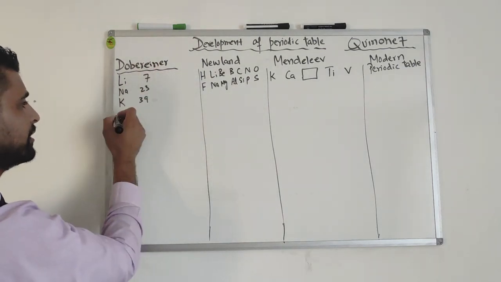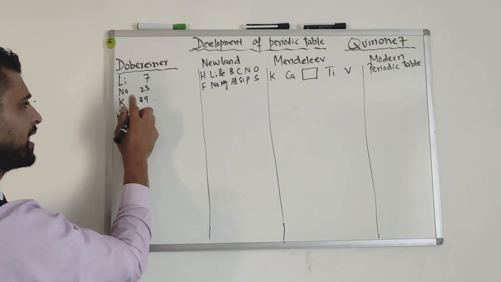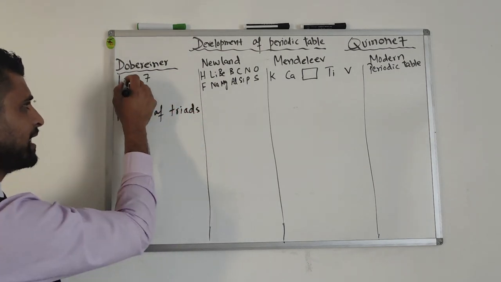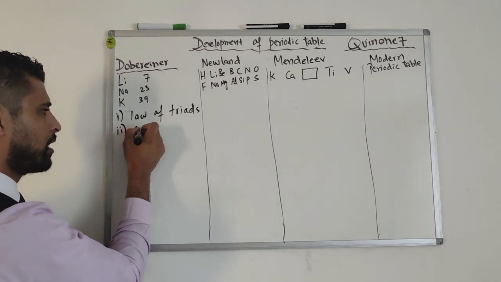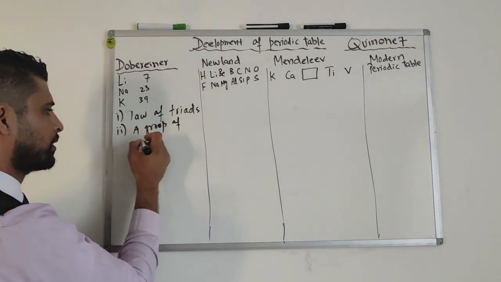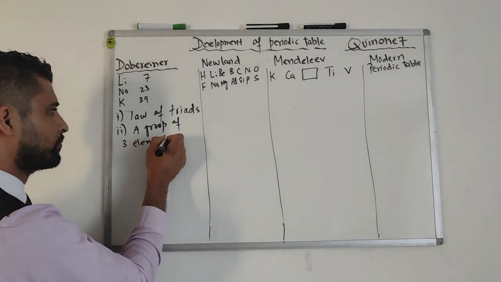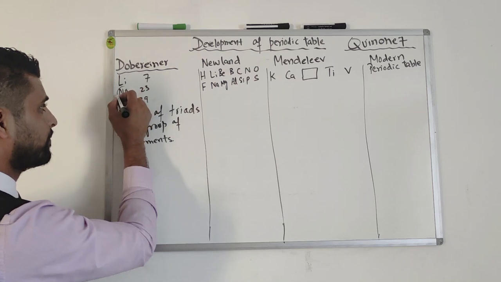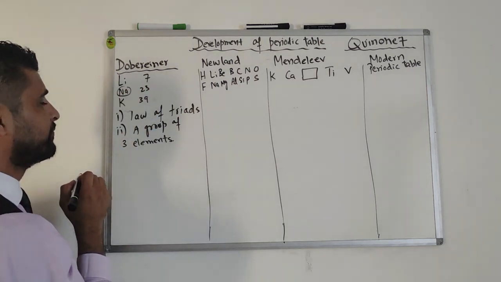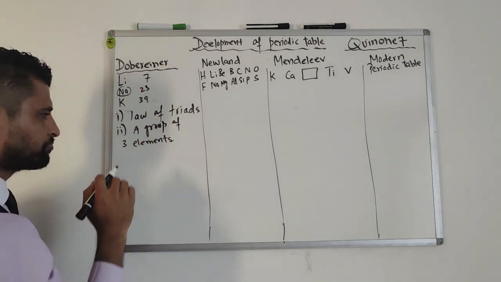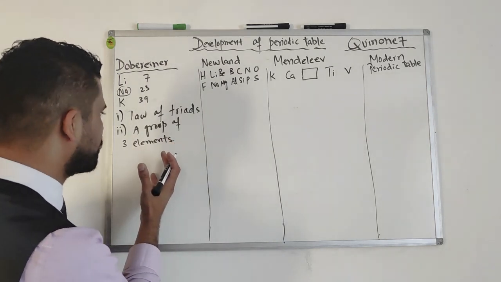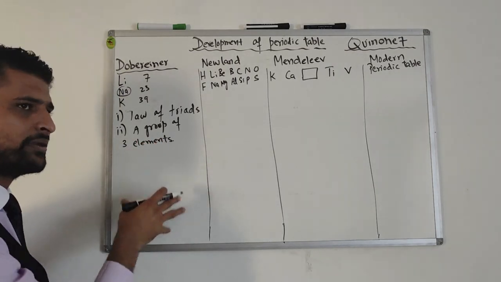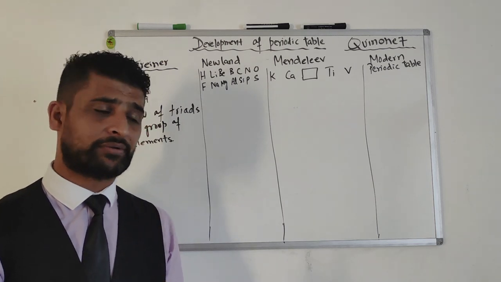When you look at Döbereiner, he proposed the triads, so we call it the law of triads. What he did is he made groups of three elements in each group. He tried to explain that the middle element of each group will have an average mass of the other two. But at that time, not all elements were known, so it was pretty difficult for him to explain all of them. But whatever he has done, it was a very good step towards arranging the elements in the periodic table.